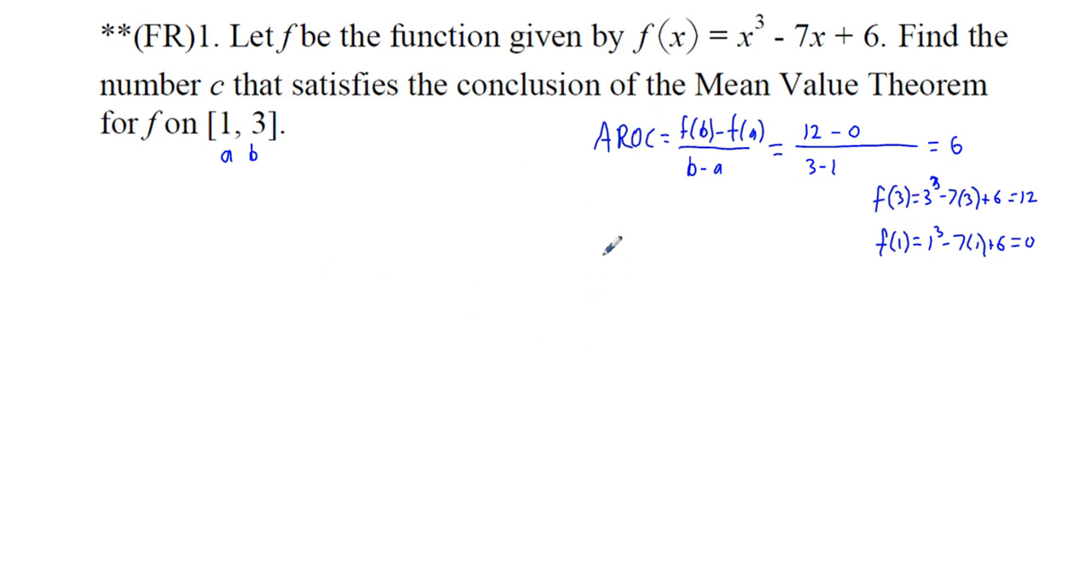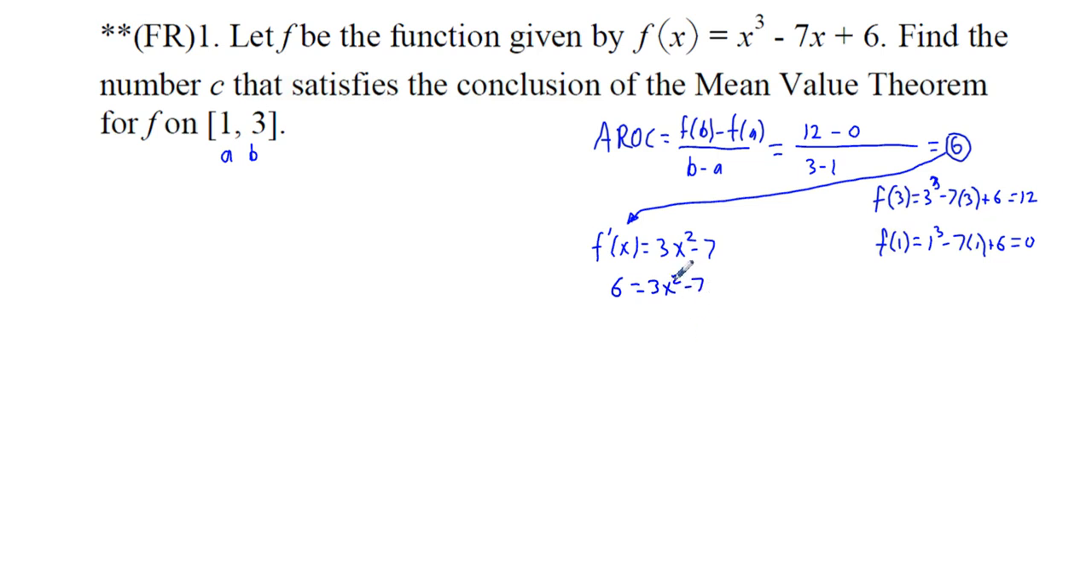Next, step 2 is find f prime of x. Well, f prime of x is equal to 3x squared minus 7. That's it. Third step is set f prime of x equal to AROC. So I'm going to take this 6 over here and move it over here in place of f prime of x. And then we will have an equation. So we have 6 is equal to 3x squared minus 7.